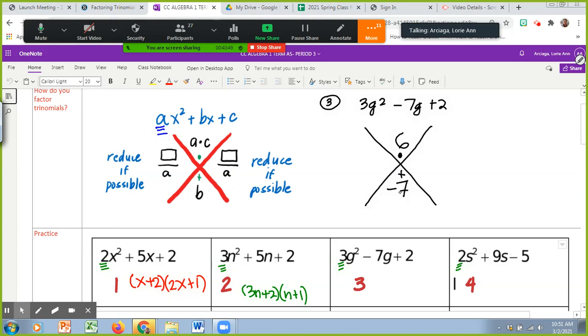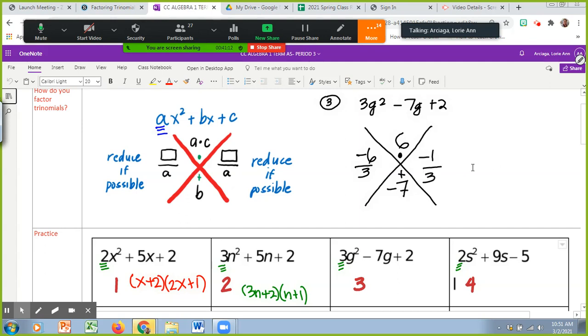Factors of 6 that combine to 7. Okay, negative 6, negative 1. That's great. But what's the extra thing we're doing here? We're going to divide by what? By 3. Awesome. Alright, so let's divide here by 3.